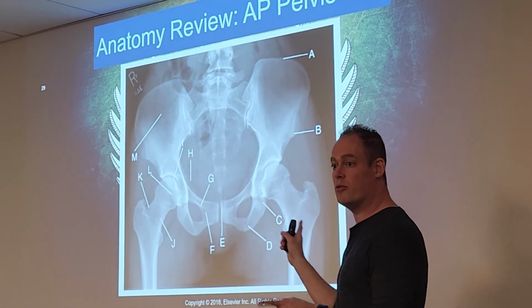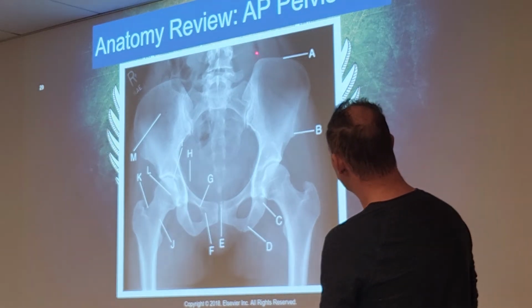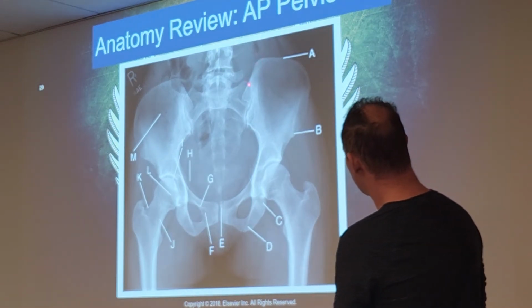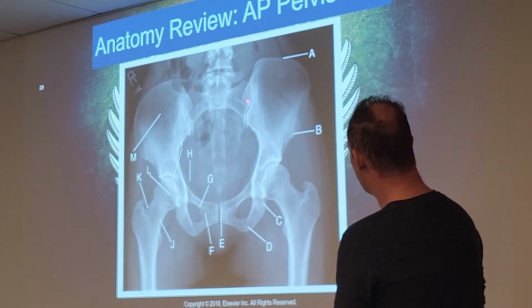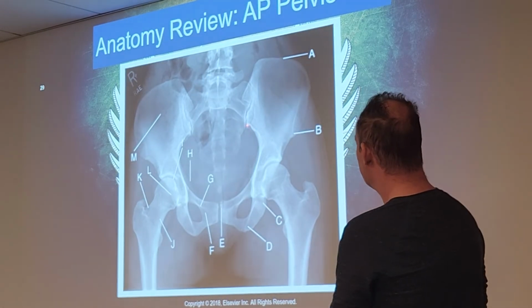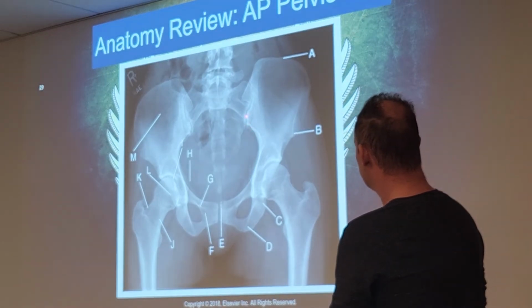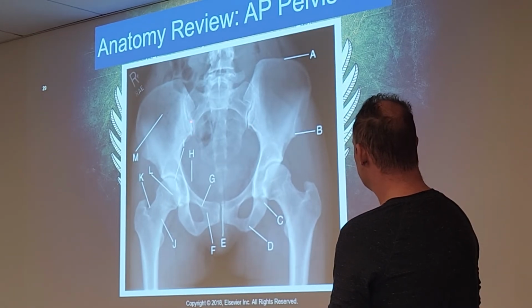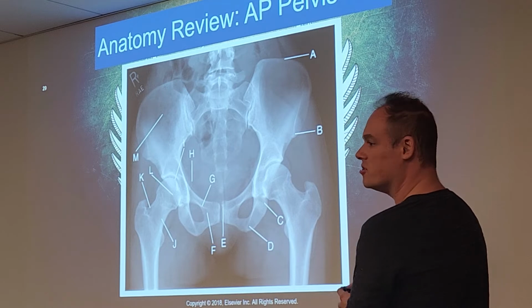If you look closely here, I'm gonna trace this dot down to this first point right here. Y'all see that? Like a nose. That's the PSIS here. It does look like a nose. And then this little ridge here is the PIIS. So they're essentially the connection points of those SI joints.